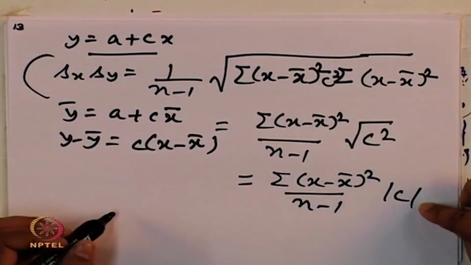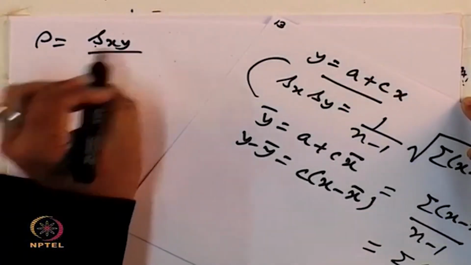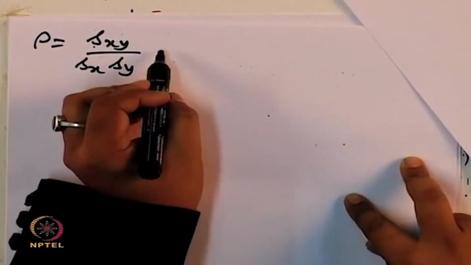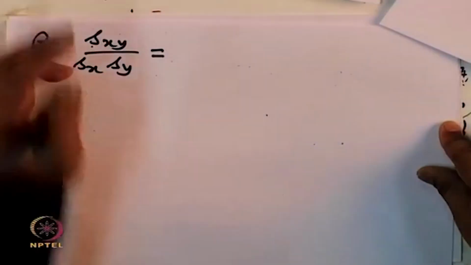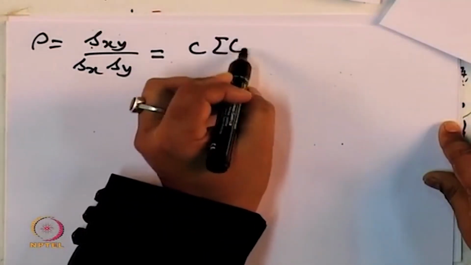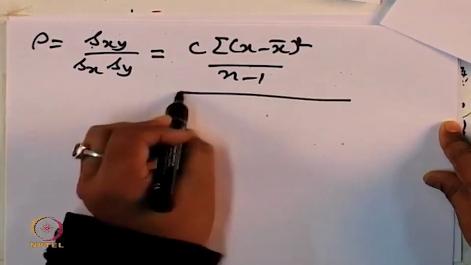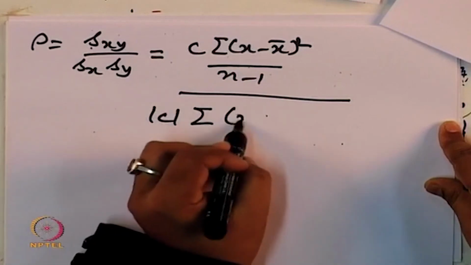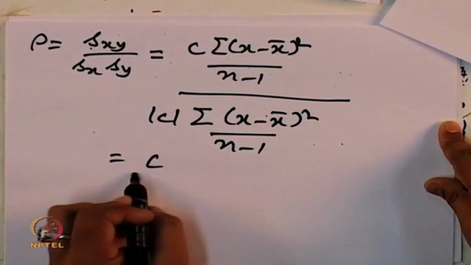So, if I do this, then my rho is defined as Sxy by Sx into Sy, which is going to be equal to c into summation of (x minus x bar) whole square by n minus 1, divided by mod c summation of (x minus x bar) whole square by n minus 1, which is equal to c by mod c.